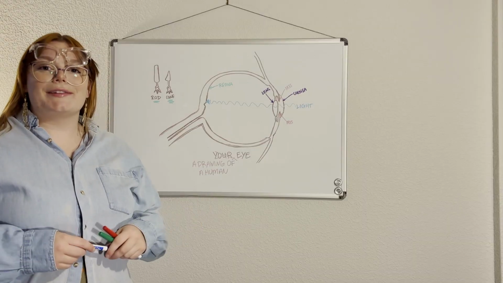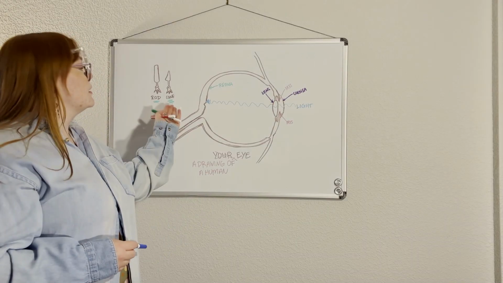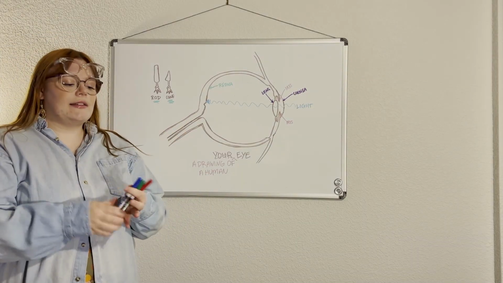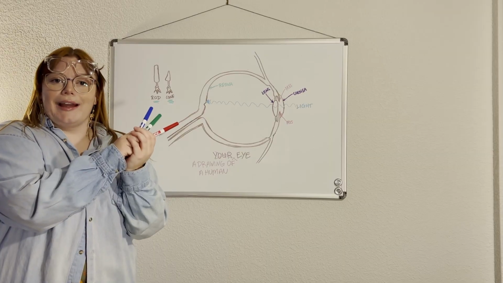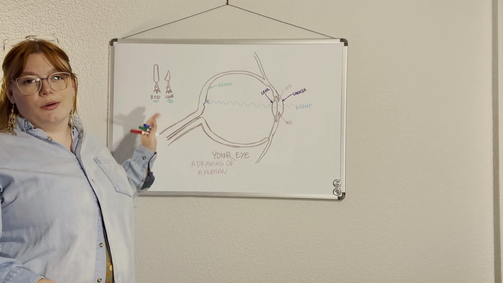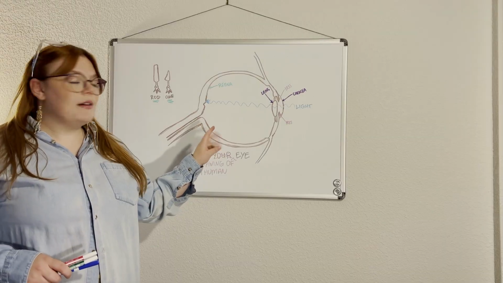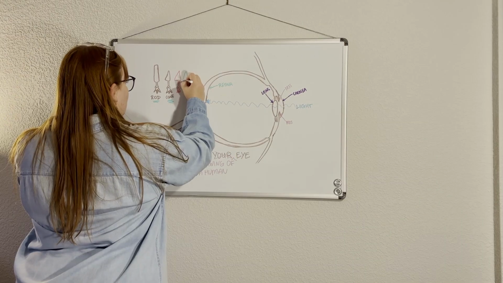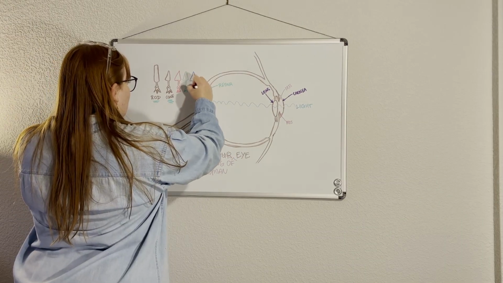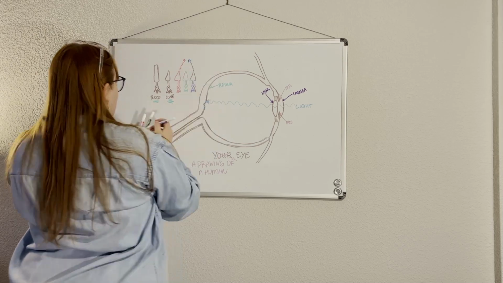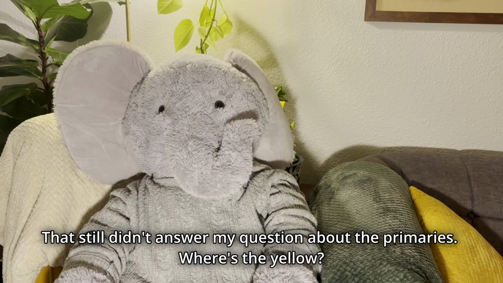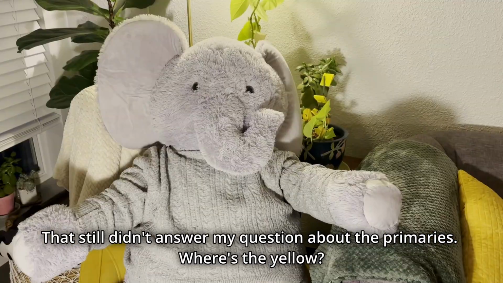In our case, as humans, we have cones, or color-detecting cells, that can detect red, green, and blue light. The rods detect brightness or white light, but we don't need to focus on that right now. The most important takeaway here is that your eye, when looking at a color, is detecting a mixture of red, green, and blue light. That still didn't answer my question about the primaries. Where's the yellow? I'm glad you asked, little Jim.